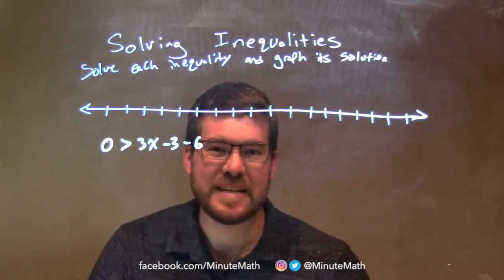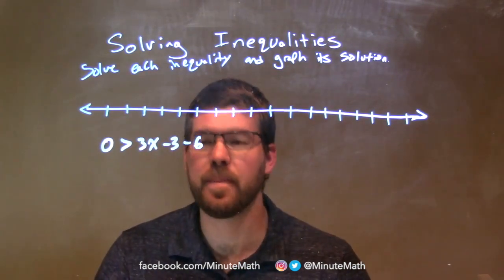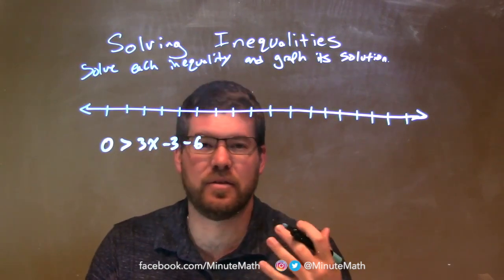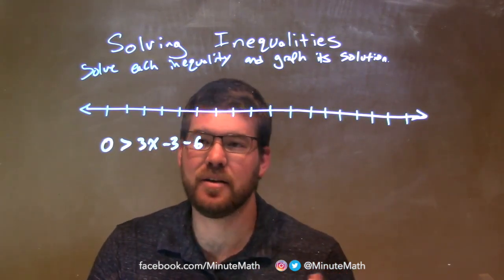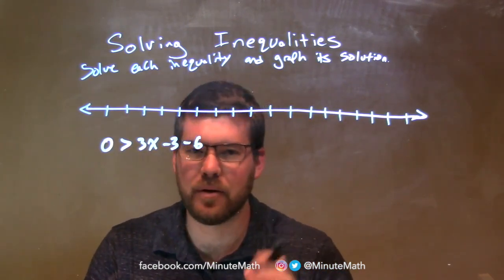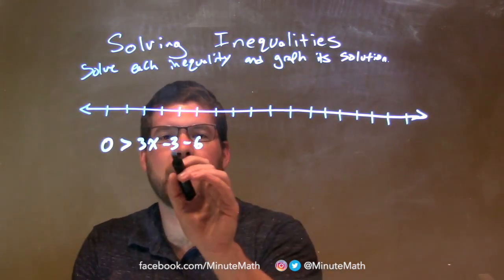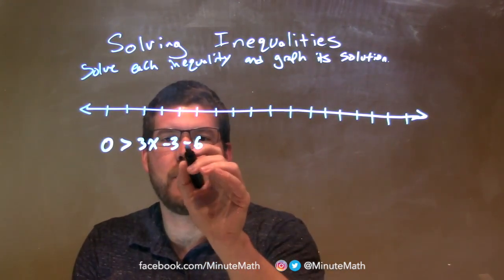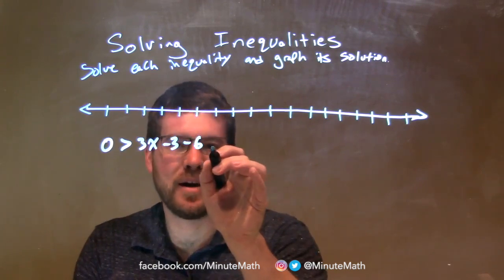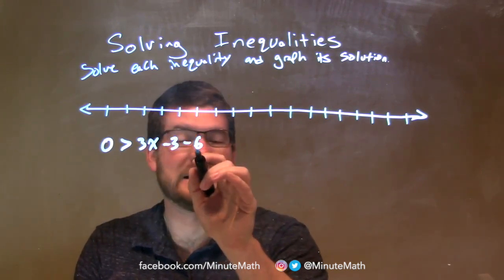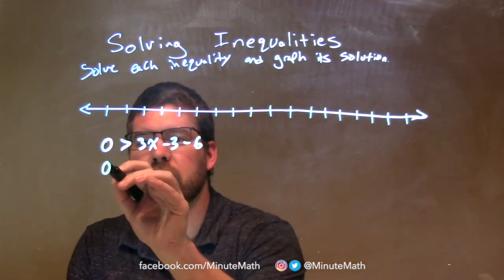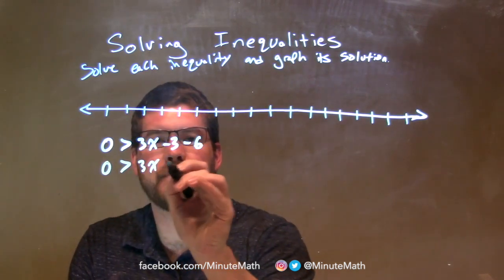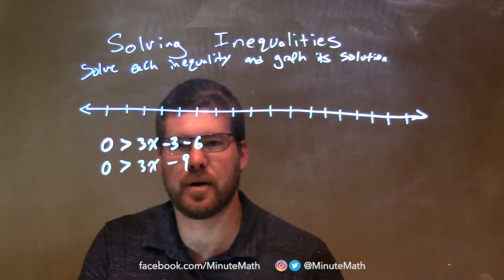So what we want to do is solve for x, all right? So we're going to get x by itself. Everything's the same as with the equal sign, except there's a few rules that will happen. We'll hit those when we go. So let's combine: we have this minus a 6, which is like plus a negative 6, right? So we have minus 3 minus 6 is minus 9. So 0 is greater than 3x minus 9 here, okay?